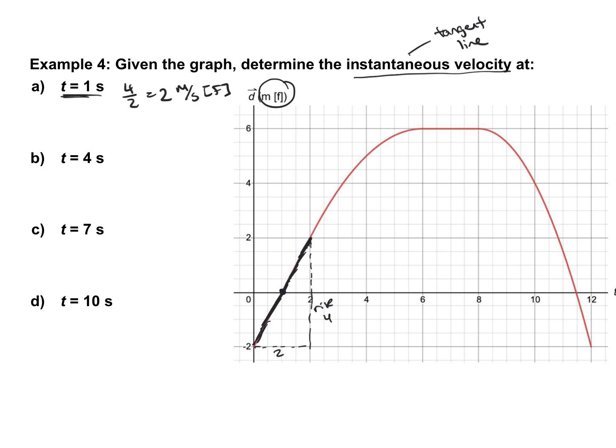Okay, so that's the process. Draw a tangent line, find the slope, write down the answer, and make sure you're careful about the units. Let's try it again for the 4-second part.